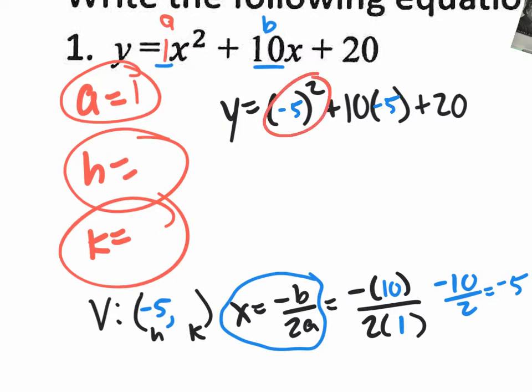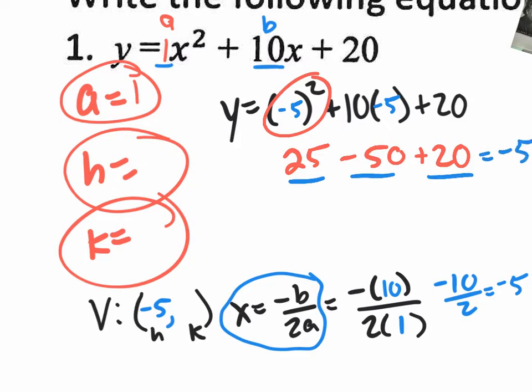Doing the math, we get positive 25 right here with the minus 50 with the plus 20. From left to right, 25 take away 50, that's negative 25. And negative 25 plus 20 is negative 5. Negative 5, that's right. So our vertex y value is negative 5 as well. So our x value is negative 5, and in this case, our y value happened to be the same exact thing. But we know now h and k. So our h value really is negative 5. Our k value really is negative 5.